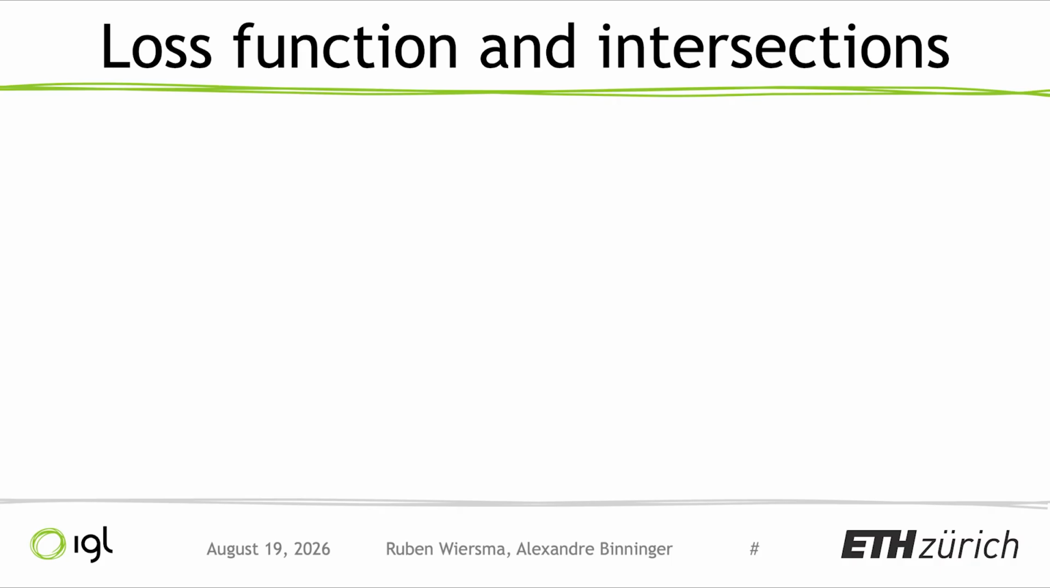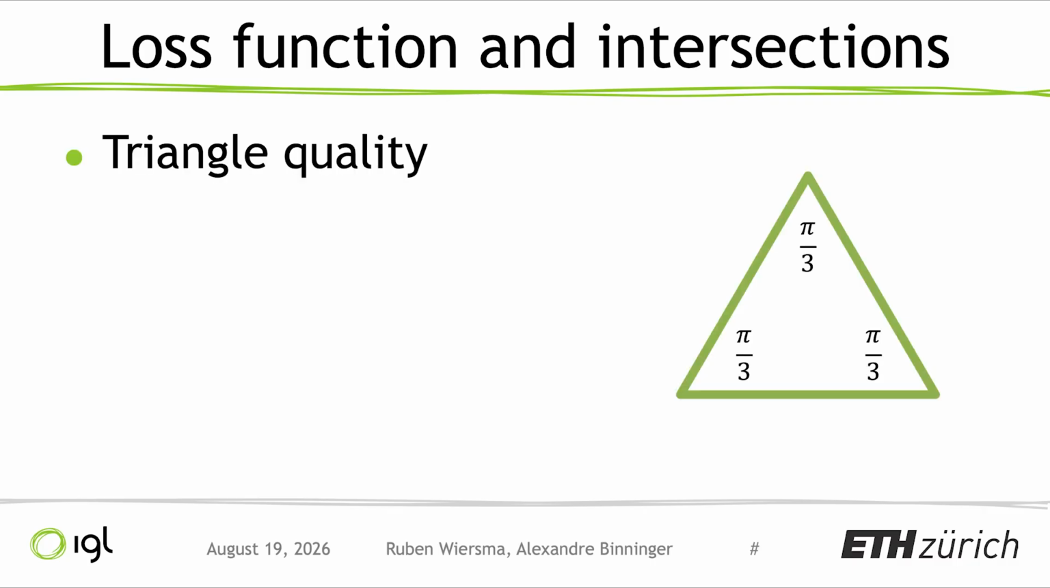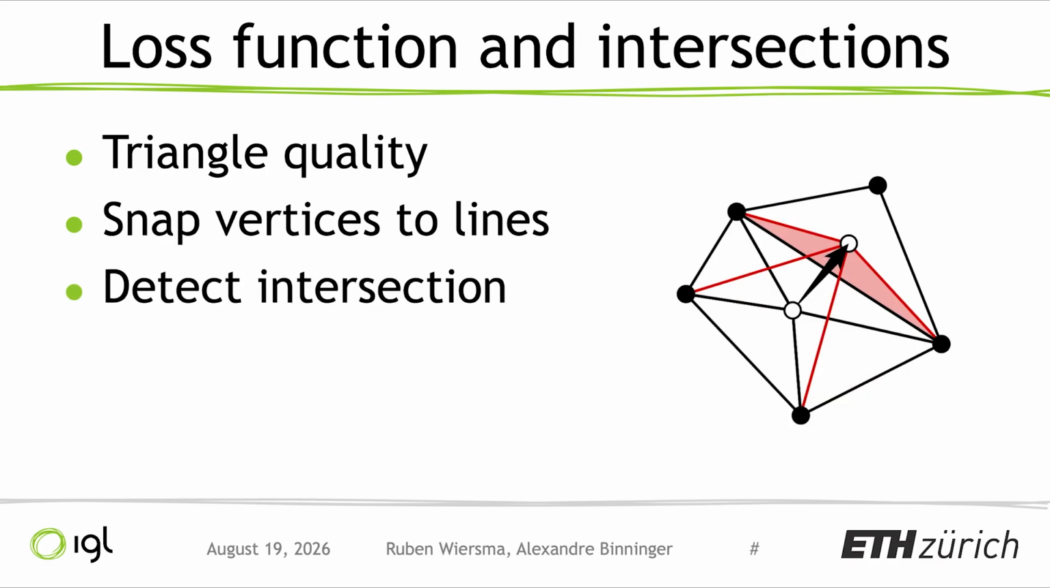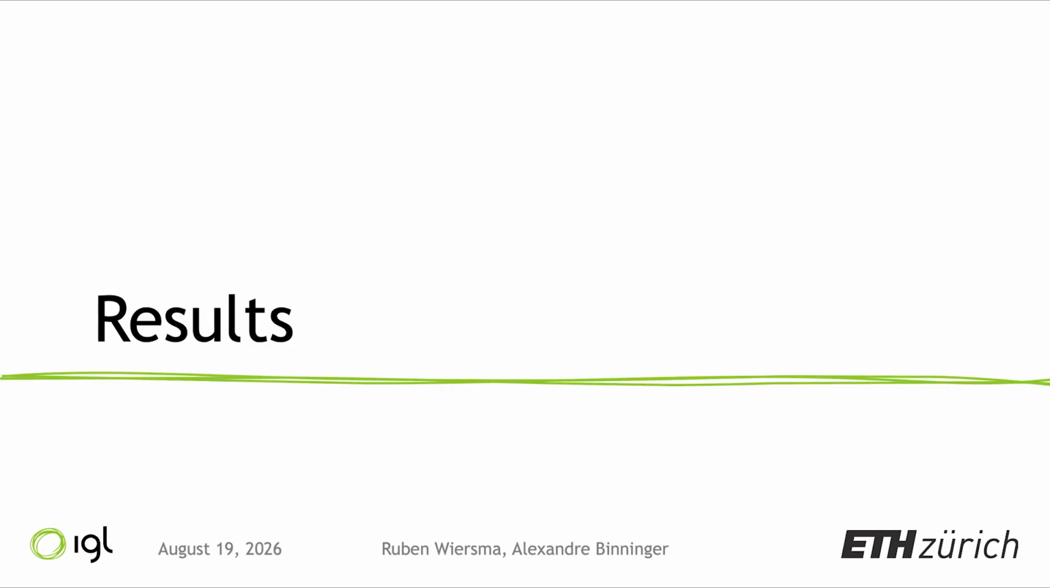Now finally, our optimization includes terms that encourage high-quality triangles. We also encourage vertices to snap to certain lines, for example, the edges of the artwork, or to mirror symmetry lines, and we add several measures to prevent intersections. More on this in the paper. Let's take a look at some results.